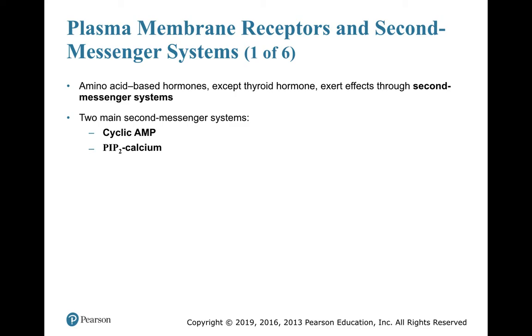So the amino acid-based hormones, except for the thyroid hormone, work through second messenger systems. And even if you don't remember the details of each of these second messenger systems down the road, when you hear second messenger system, you should think amplification. One receptor will turn on many responses inside the cell. So the two main second messenger systems are the cyclic AMP and the PIP2 calcium-based second messenger system.